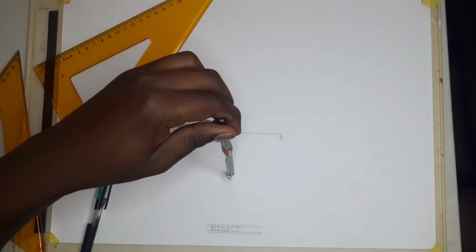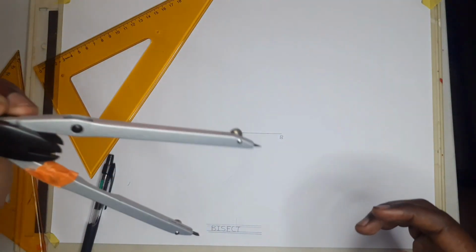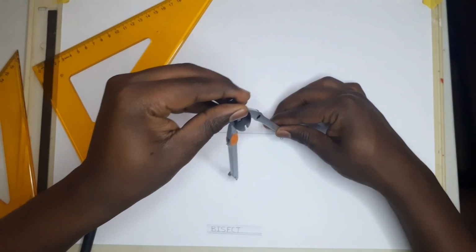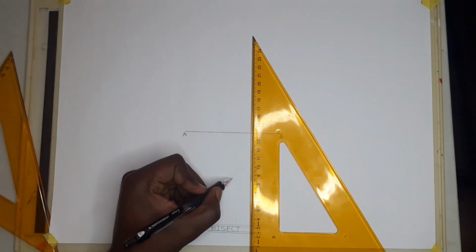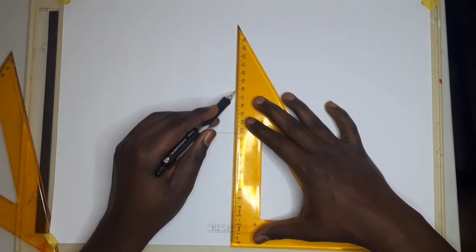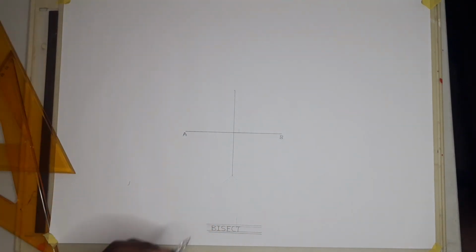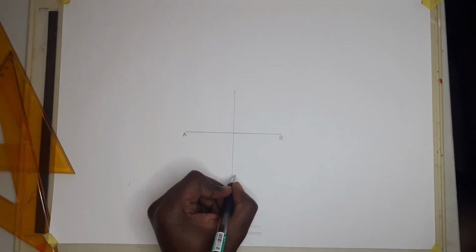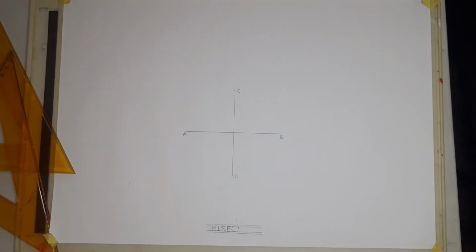Put a point A and draw a construction line, a curve, and then with the same distance, don't change the distance of the compass. And this point and this one, the accurate is vertical, so you're just gonna come and draw there. So that's how to bisect a line. So I'll call this one D and C. So you will need this technique mostly when you're drawing isometric.